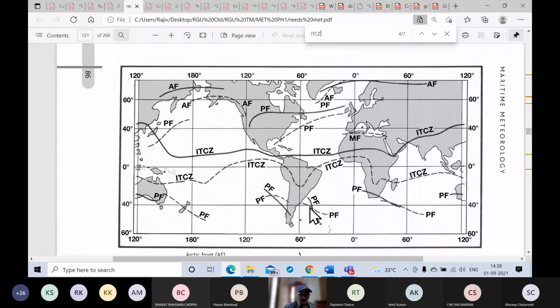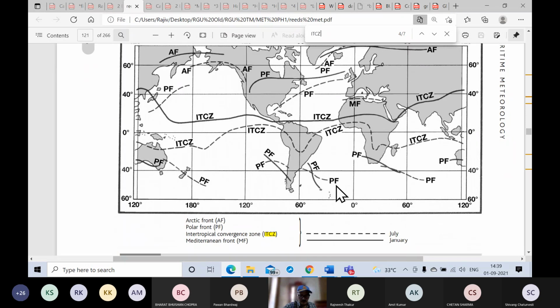This is one diagram which is showing you the location of the ITCZ. The dotted line is the month of July. As we said, there is a shift with the season, so the broad or bold line denotes the convergence zone in January. One is in July, Northern Hemisphere summertime, and one is in January.